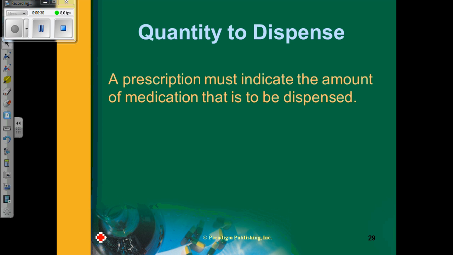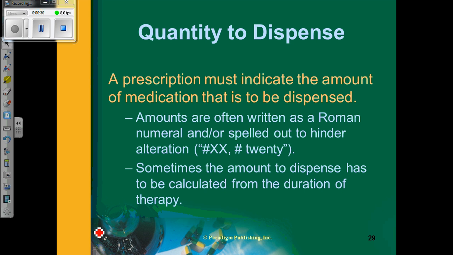So quantity to dispense: a prescription must indicate the amount of medication that is to be dispensed. Amounts are often written as Roman numerals and/or spelled out to hinder alteration. This is to keep people from altering the drug prescription and changing the quantity. So your two X's are going to be 20. It's usually written in Roman numerals. Sometimes they'll just write out the word twenty.